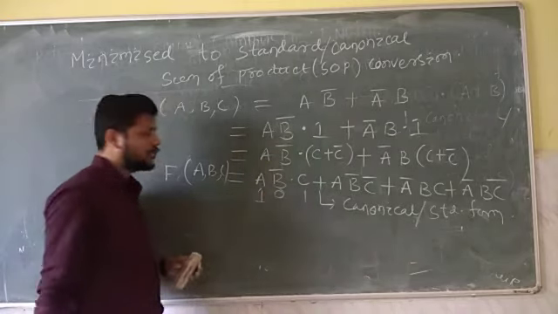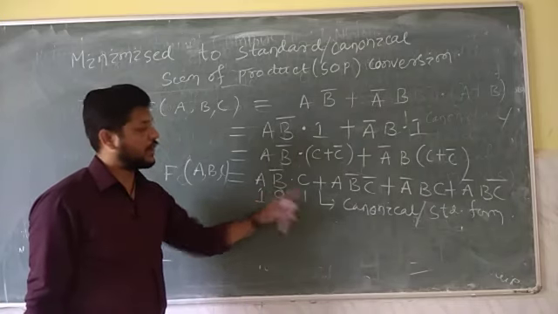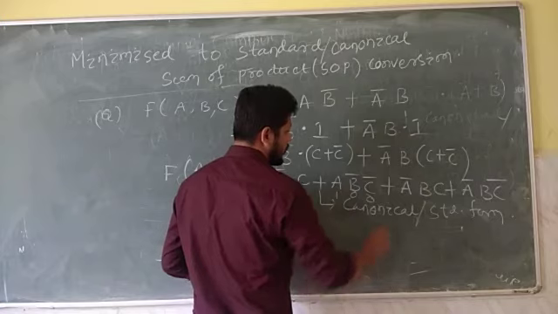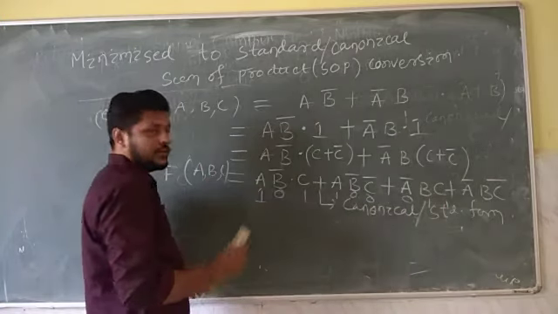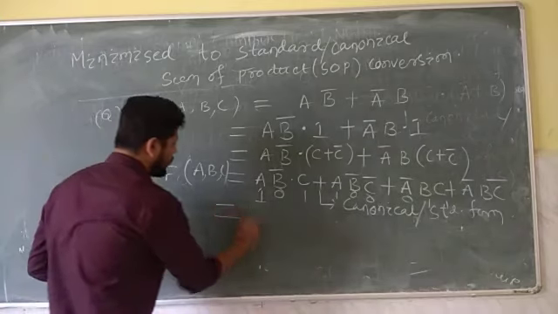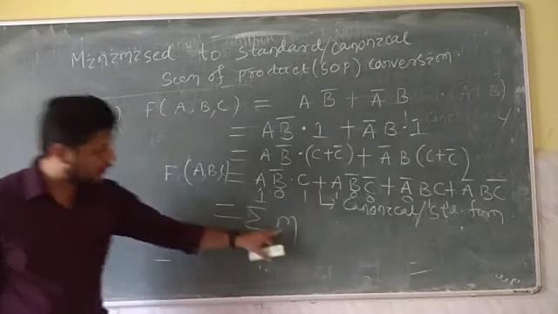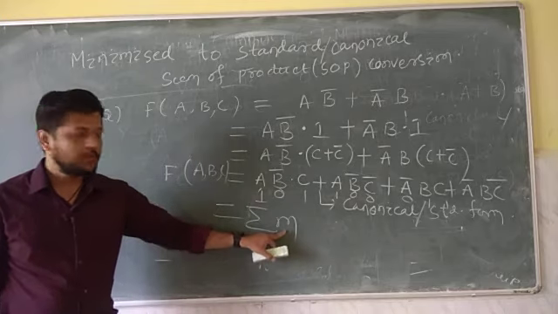So this term is known as 1 0 1. Similarly this is 1 0 0. This is 0 1 1. So if they ask you to write the min terms, then how to write? That is summation of m. Here small m stands for min terms.